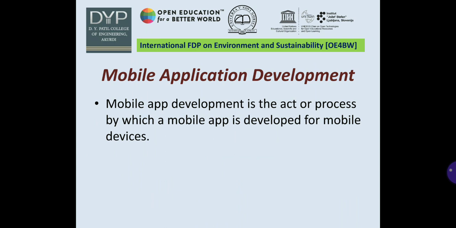So, what do you mean by mobile application development? It is the act or process by which a mobile app is developed for mobile devices such as our mobiles and smartphones. Nowadays, we can use devices in our vehicles, smartwatches, TVs, and tablets also. So wherever we can use Android, there we can develop mobile applications.